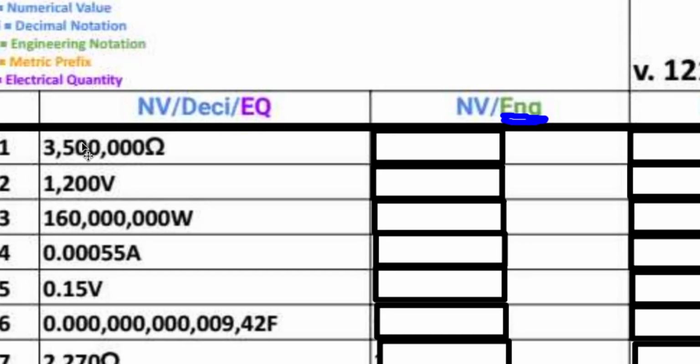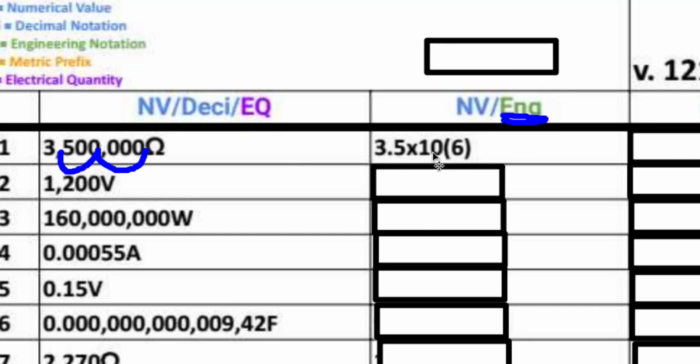So we look at our first number here, which is 3,500,000 ohms. The first thing I'm going to do is convert it into engineering notation. I know right now that I have to convert it because my numerical coefficient has to be between 1 and 999. So I'm going to go 1, 2, 3, 4, 5, 6. That's going to give me 3.5 times 10 to the 6th.